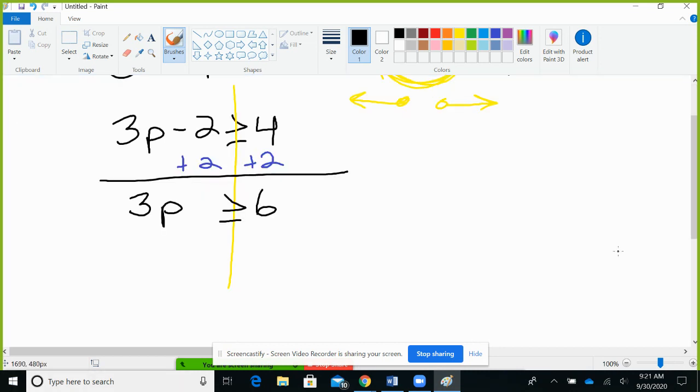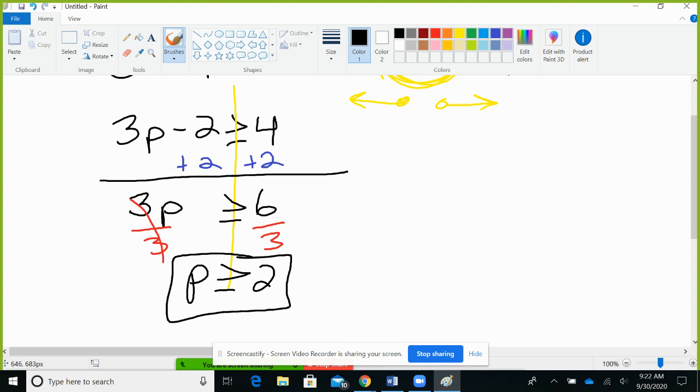Okay. Zach, what's my next step for this problem? Okay, divide both sides by, not by 3p, but just by 3, because we're trying to isolate the p. So we got p is greater than or equal to 2. All right, so there's one of ours. P is greater than or equal to 2.